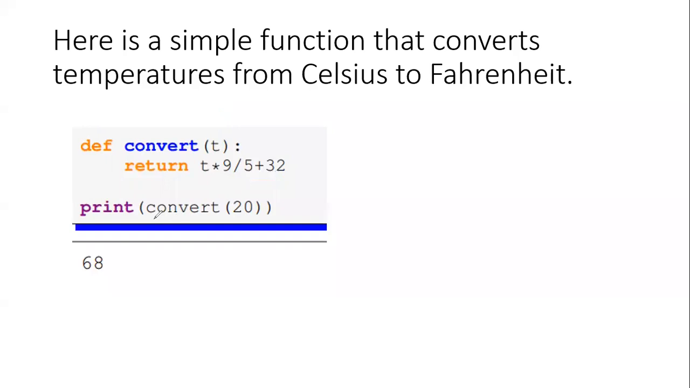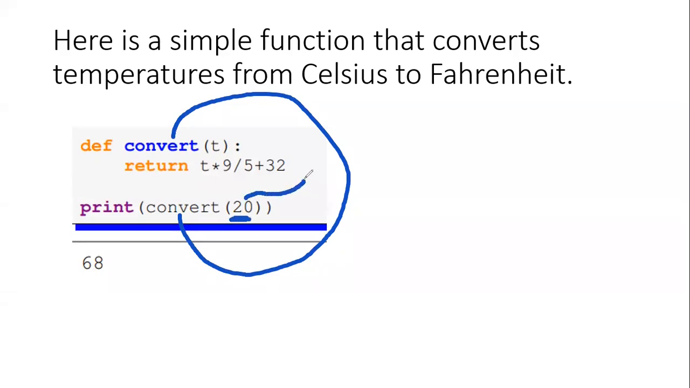Now here I want to use the function. Then I call the function by name. What is the function name? Convert. I call the function by name and pass a value. We pass the value 20. Then what happens? This value will be mapped here. T will be equal to 20. Then what do you do here? T multiplied by 9 divided by 5.